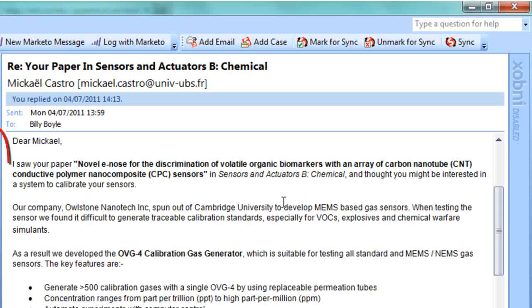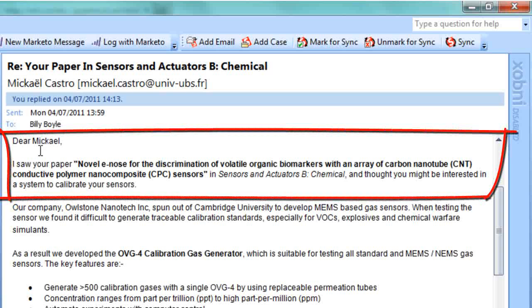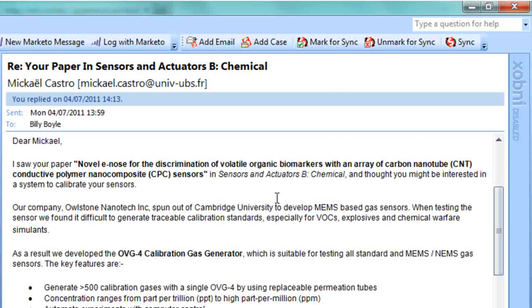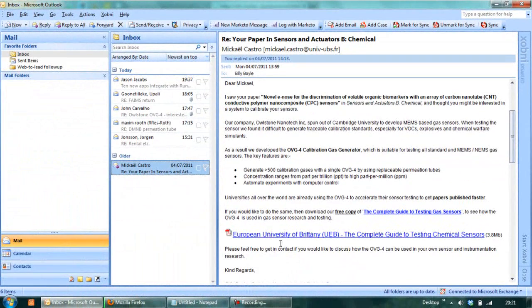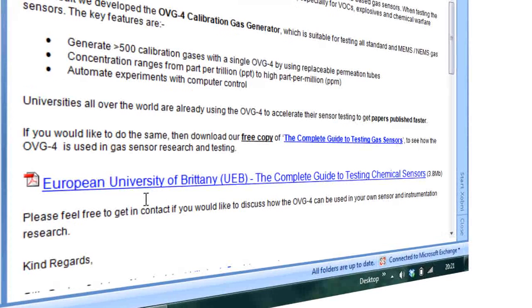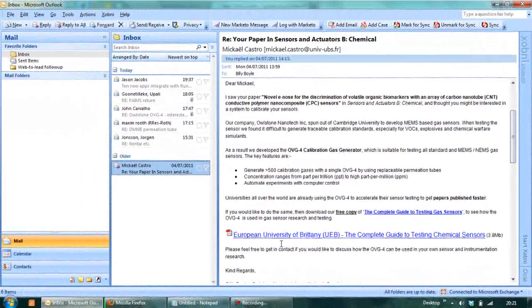So if you look at the first line, Dear Michael, I saw your paper, Novel nose for the discrimination of volatile organic biomarkers, etc., etc. So we immediately capture their attention. Down at the bottom here, we're even able to customize the call to action with the name of the university, for Michael in this case. So I can go back and rinse and repeat with the other massive group of leads that we identified before.